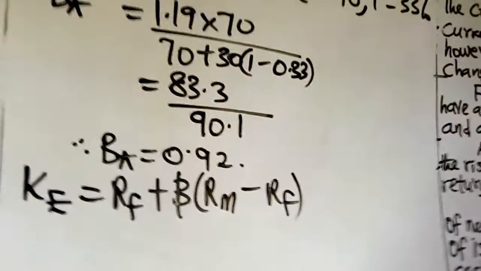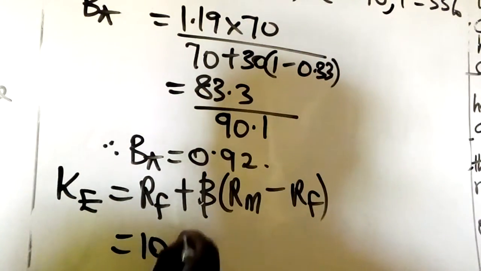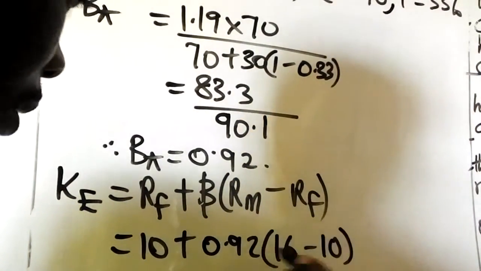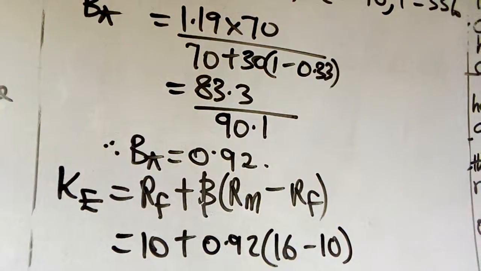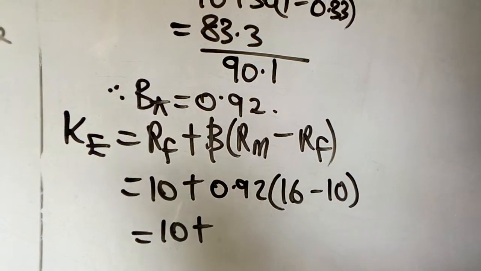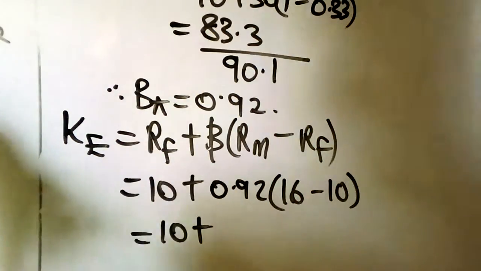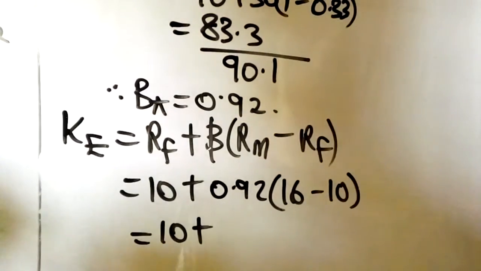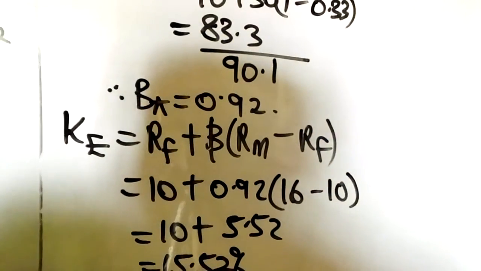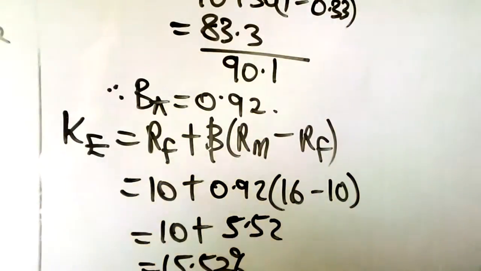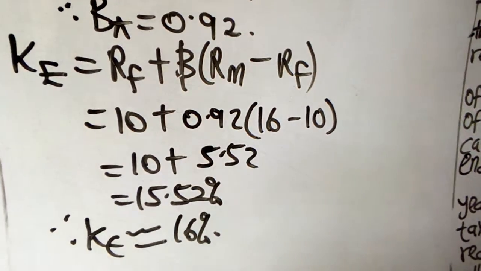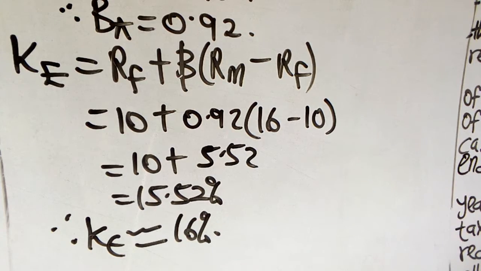So RF is 10%. 10% plus our beta as obtained above, 0.92, times RM, which is 16%, minus RF, which is 10. So we have 10 plus, 16 minus 10 is 6, 6 times 0.92 gives us 5.52. 5.52 plus 10 gives us 15.52%. Therefore, cost of equity is approximately equal to 16% to the nearest whole number. That is the cost of equity, the appropriate cost of equity to use in our project evaluation.